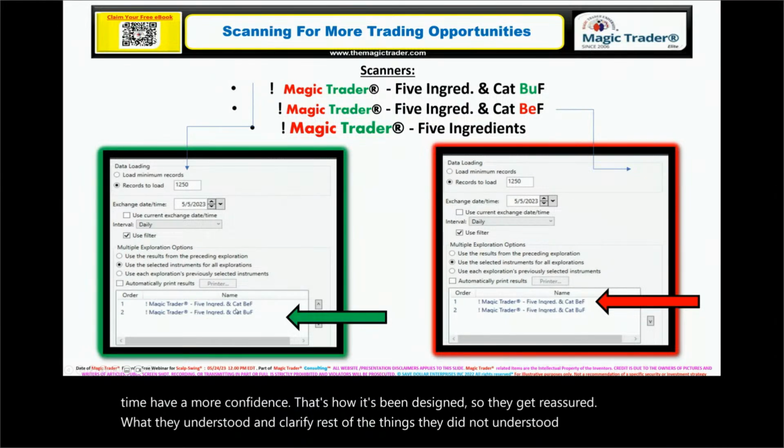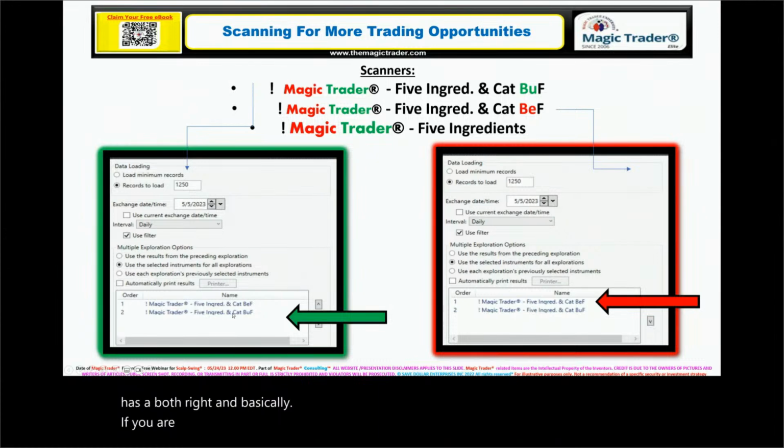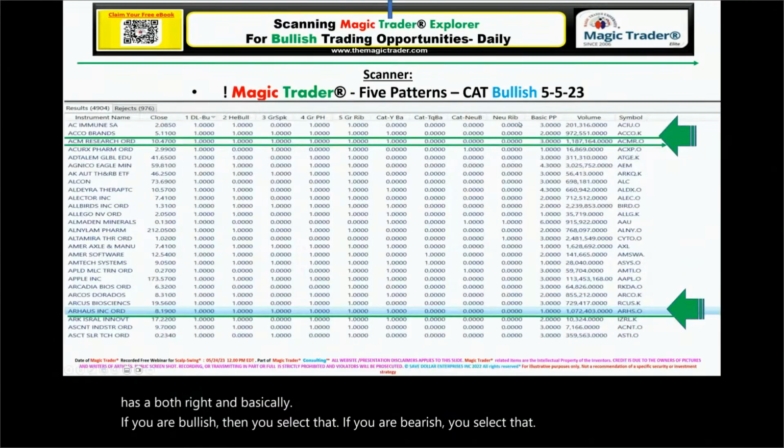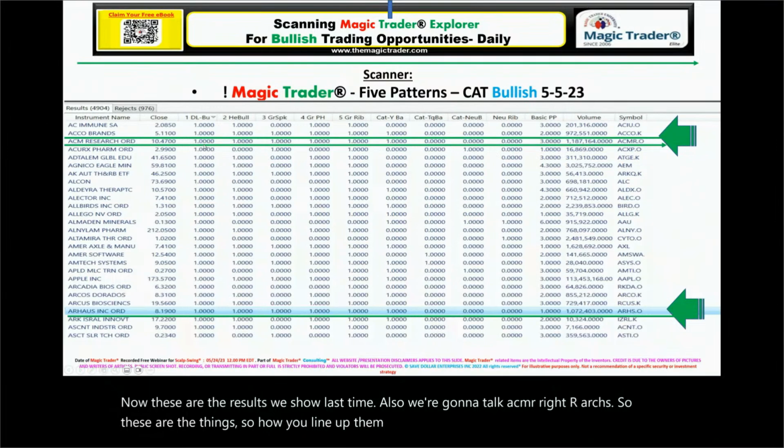So basically, this has both, right? And basically, if you are bullish, then you select that. If you are bearish, you select that. Now, these are the results we showed last time also. We're going to talk about ACMR, right? ARHS. So these are the things. So how do you line them up?